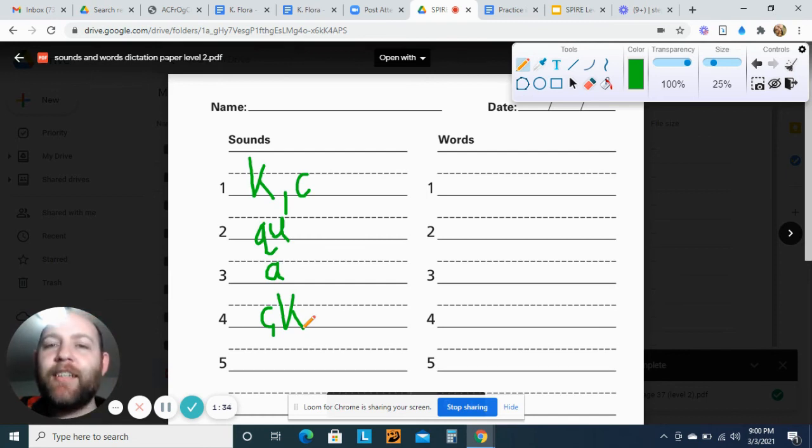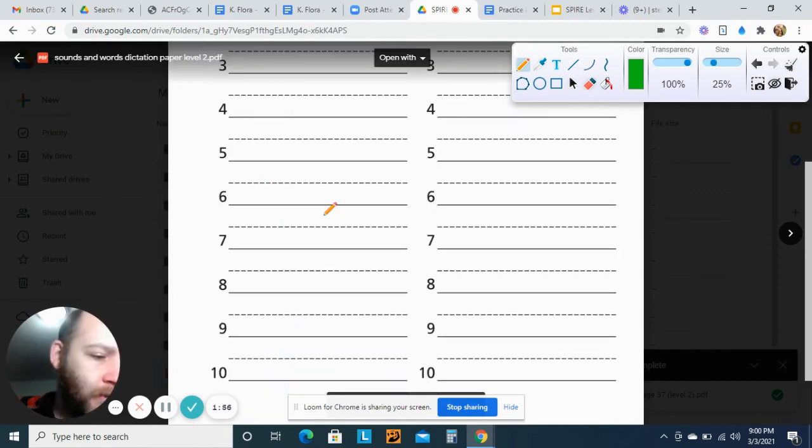The next one is the ch sound. Go ahead and pause the video and write the letters that make the ch sound. Now that you're back, you should have written C and H. Your next sound is, listen very carefully there. What 2 letters make the sound? Go ahead and pause the video and write them. Now that you're back, you should have written the WH, right? The consonant team to make the sound, as in when or whisk.